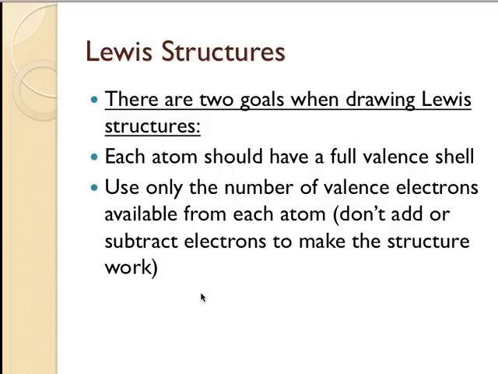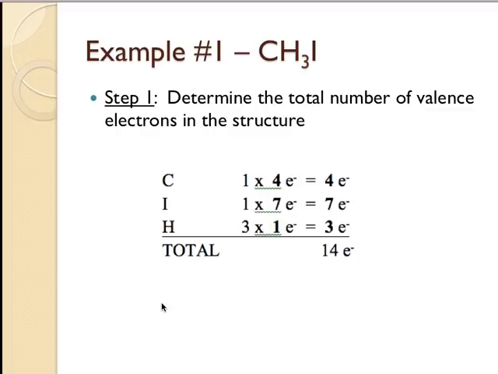Two goals when drawing Lewis structures. Each atom should have a full valence shell. That means hydrogen, helium, well, helium's really not going to bond, but hydrogen should have 2. Each atom should have a full valence shell. Use only the number of valence electrons available from each atom. Don't add or subtract to make the structure work. You really are limited to the number of valence electrons.